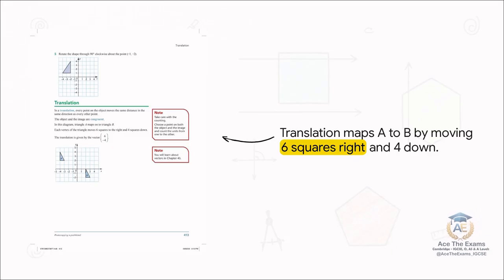Positive means right, negative means left. The bottom number is your vertical movement. Positive for up, negative for down. So right here, our vector is 6 over negative 4. My biggest piece of advice, just pick one specific corner on the object and count over to that exact corresponding corner on the image. Whatever you do, don't mix up your corners.